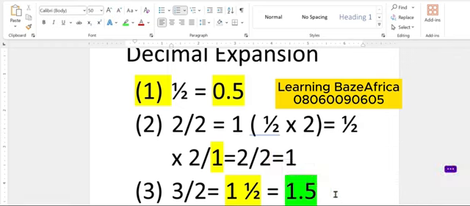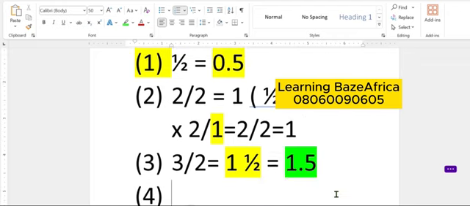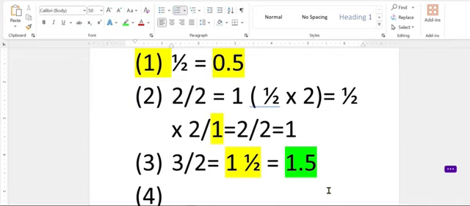Okay, so now let's move on with decimal expansion. Now that you have known that 3 over 2 is 1 and a half, and that's 1.5, what if it is 2 and a half? 2 and a half is known as 2.5 because that is 2 and 0.5. So 2 and 0.5 is the same thing as 2 plus 0.5, and that's the same as 2.5.